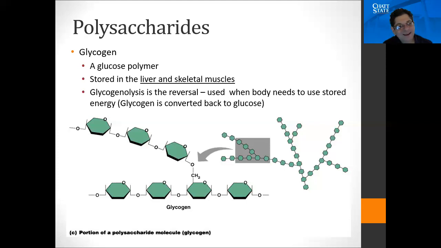When I say a rainy day, I mean when you need sugar, the body's going to break it down again under this process of glycogenolysis to reverse it and give you back that sugar. So in short, this is a storage form of sugar in the muscle, the skeletal muscle. So when you work out, first 20 minutes of your cardio, what are you burning off?